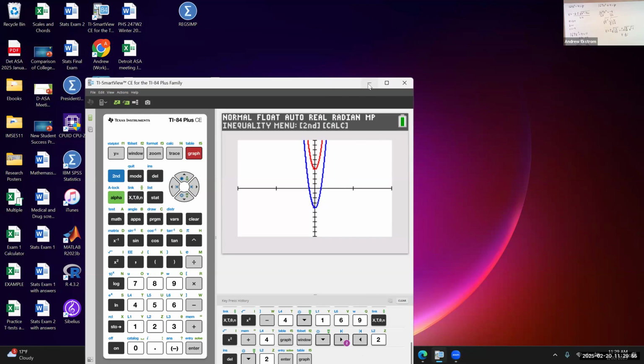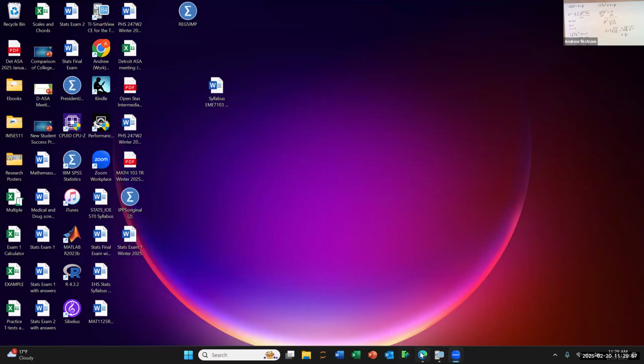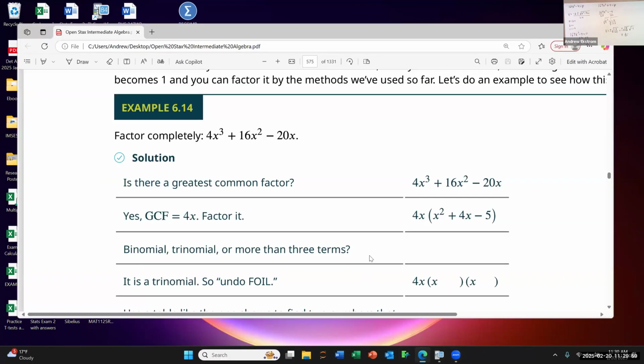Like I said, you can use whatever method you want. If you can look at, say, this, and you recognize that you can pull out the 4 and the x, you can then look at this. If you're good with the other methods, go ahead and use them.